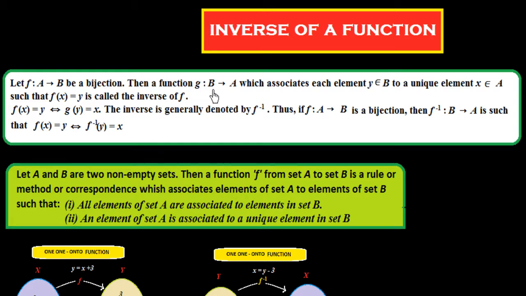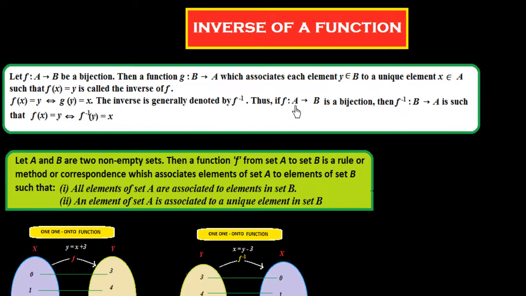Then a function g from B to A, which associates each element y belonging to B to a unique element x belonging to A such that f of x is equal to y, is called the inverse of f. So f of x is equal to y implies g of y is equal to x. The inverse is generally denoted by f to the power minus 1. We say it is f inverse. Thus, if f from A to B is a bijection, then f inverse from B to A is such that f of x is equal to y implies f inverse of y is equal to x.